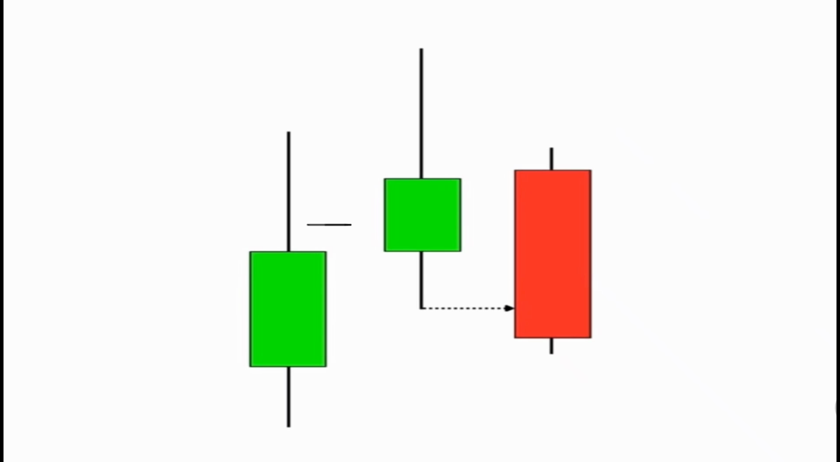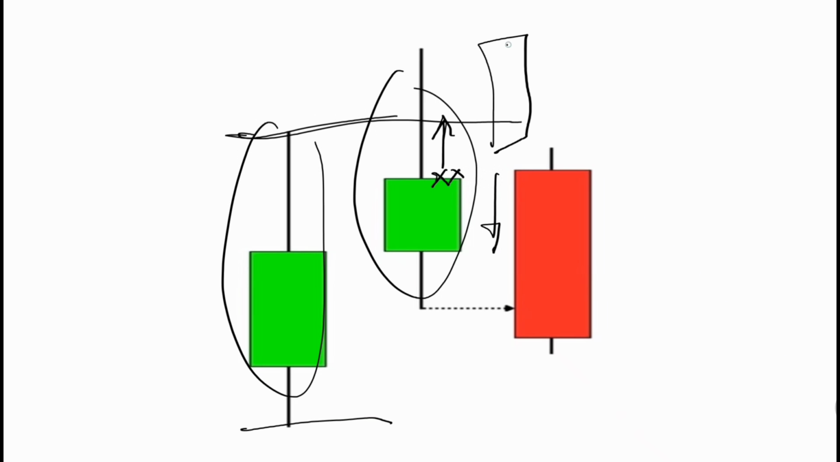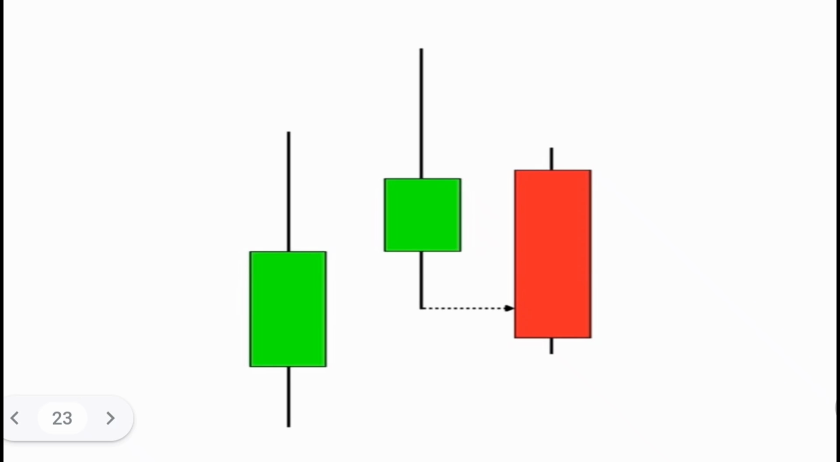Because this is day 1, day 2, and this is the high and this is the low. So this body did not close above this high. In that case, my third day, which is my current day, would be bearish instead of bullish. So let us see on the chart.